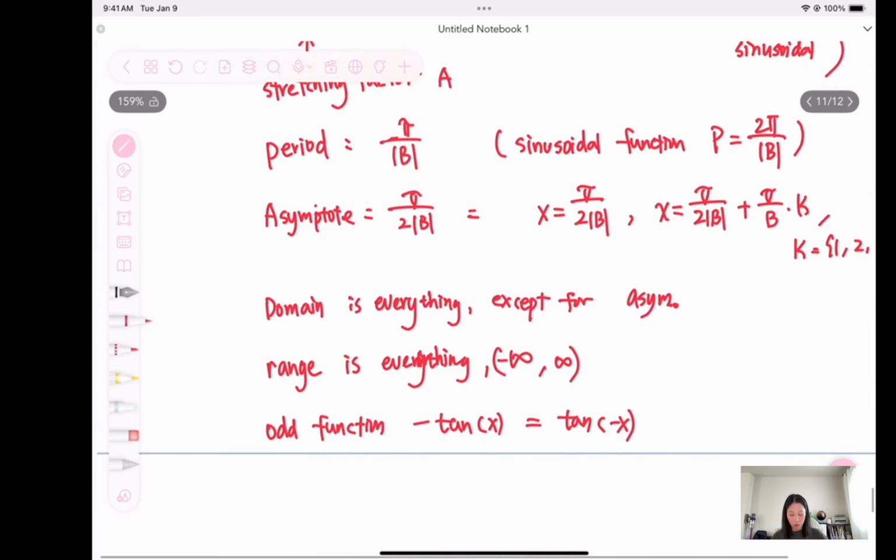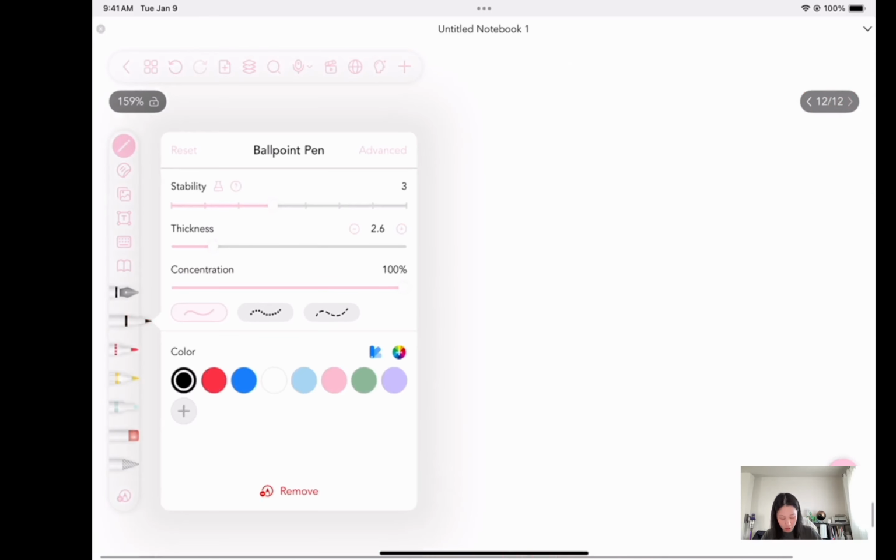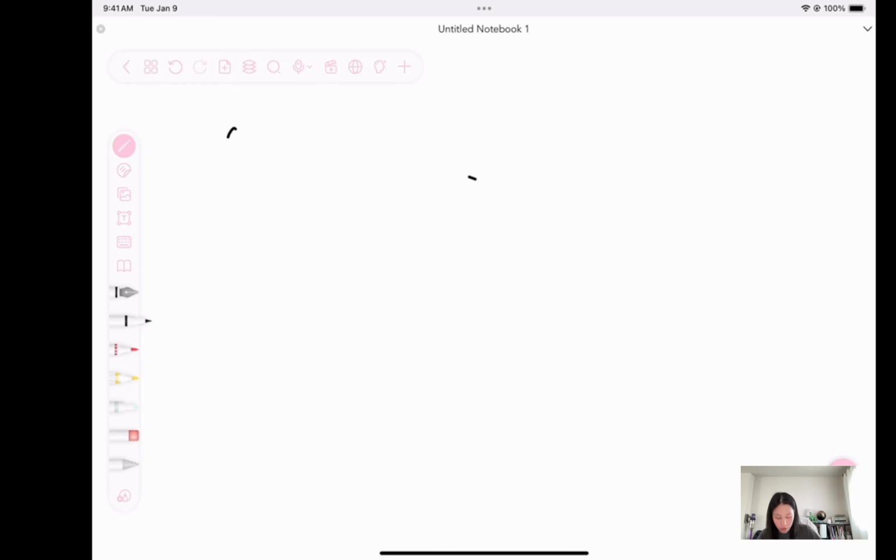Okay, let's do one exercise. Now, I want you to sketch 2 periods of y equals 0.5 tangent of pi over 2 x. I want you to pause the video and try to do it by yourself and come back. Okay, now we can check the answer together.